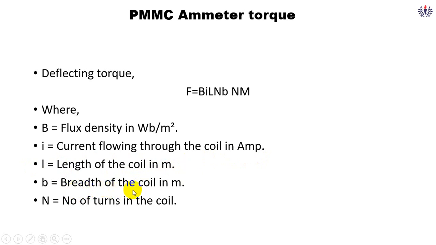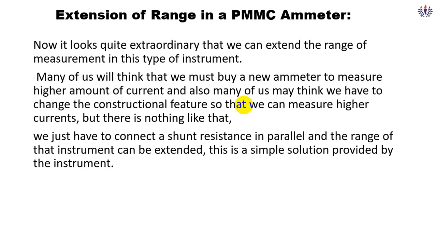B is nothing but the breadth of the coil in meter, because it is wound on a rectangular former, so it will have a length and a breadth. And N is nothing but the turns of the coil. So the force is always directly proportional to all these parameters. That's why we get the deflecting torque, and this is meant as directional moment.